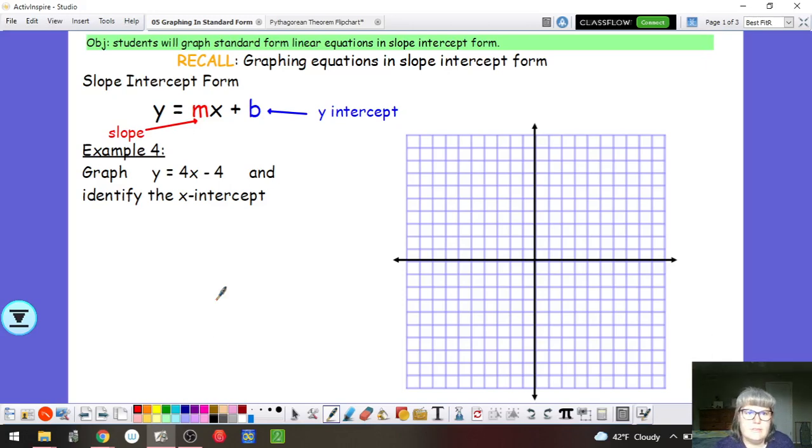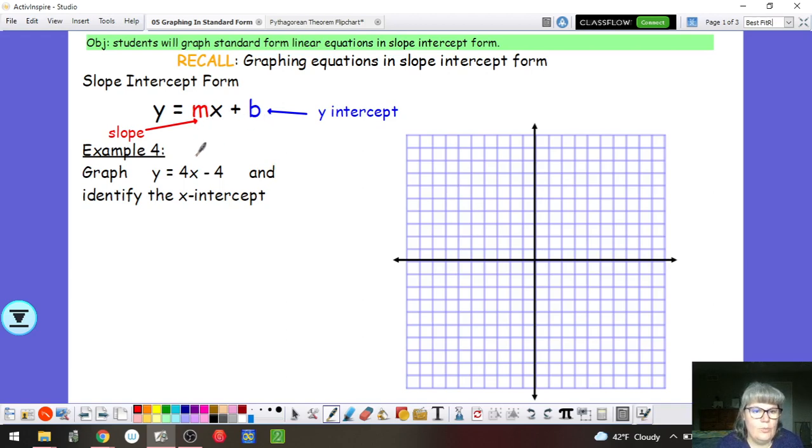Hi, it's Mrs. Scarple, and we are going to be graphing lines again today. We're still going to be graphing in slope-intercept form. We're just going to have to rewrite some equations. So just a reminder, slope-intercept form is y equals mx plus b.